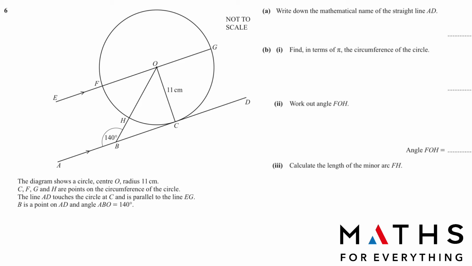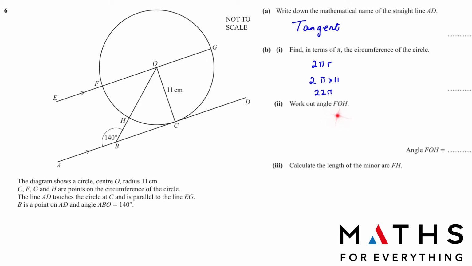Let's continue. Write down the mathematical name of the straight line AD. AD is touching the circle at one point C. When the line touches a circle at a single point, that is called a tangent. Next, find in terms of pi the circumference of the circle. To find the circumference of the circle, we use the formula 2 pi r. Our radius is 11, so 2 multiplied by 11 is 22 pi.